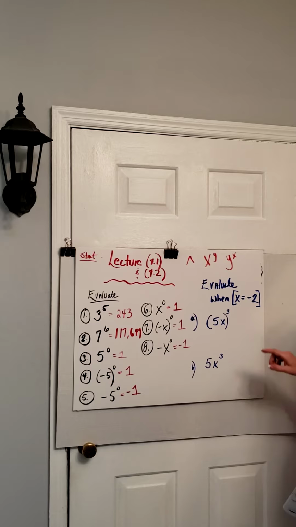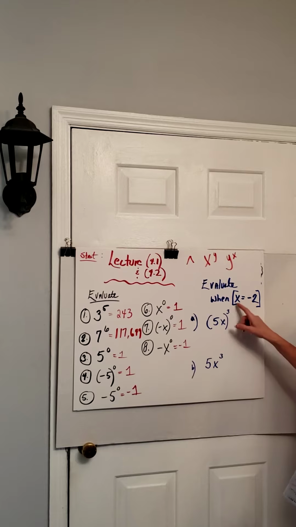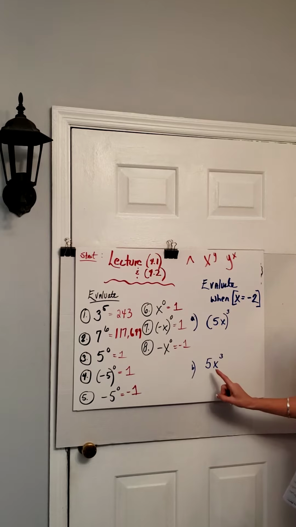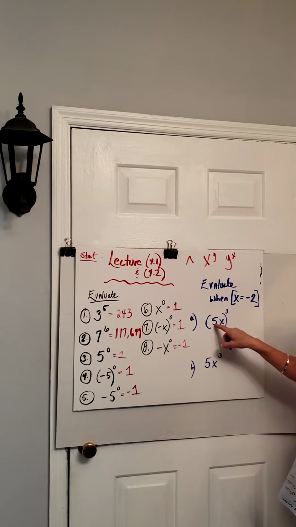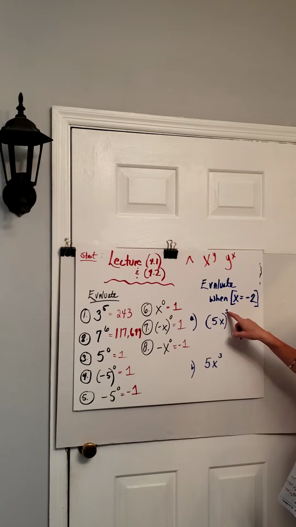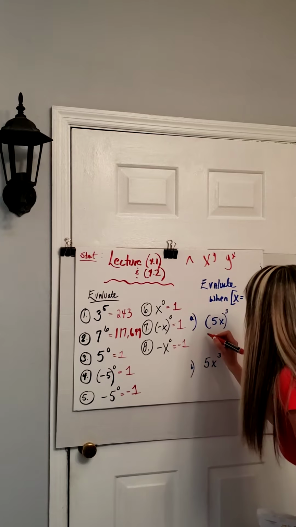Okay, the next thing it's going to ask you to evaluate, and they're telling you the value of x here. They're saying x is negative 2. And here's our 2 situations. Again, this one has a parenthesis, this one does not. Okay, what they want you to do here is insert the negative 2, multiply it by 5, and then raise that to the 3rd power. So it would look like this.